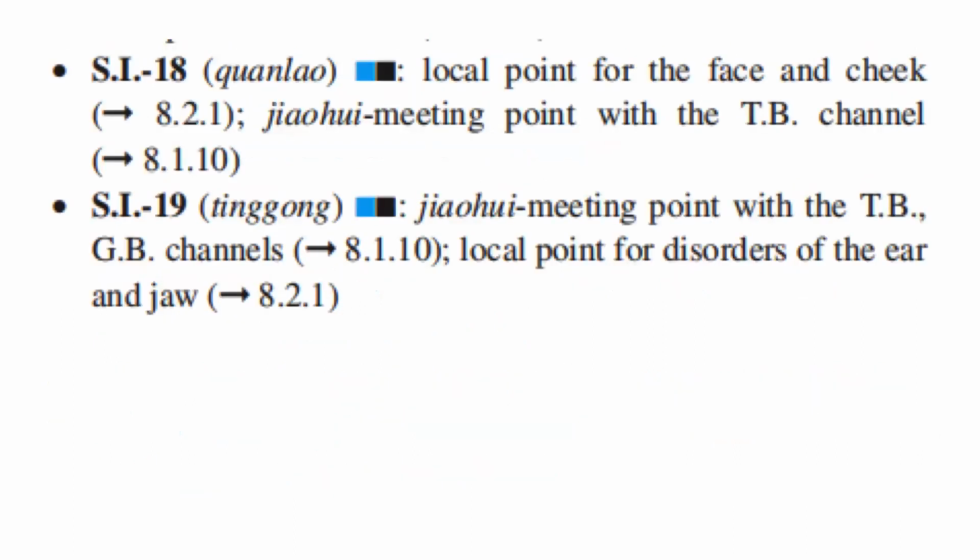SI18, local point for the face and cheek, Jiao Hui meeting point with the TB channel. SI19 is Jiao Hui meeting point with the TB and GB channels and a local point for disorders of the ear and jaw.